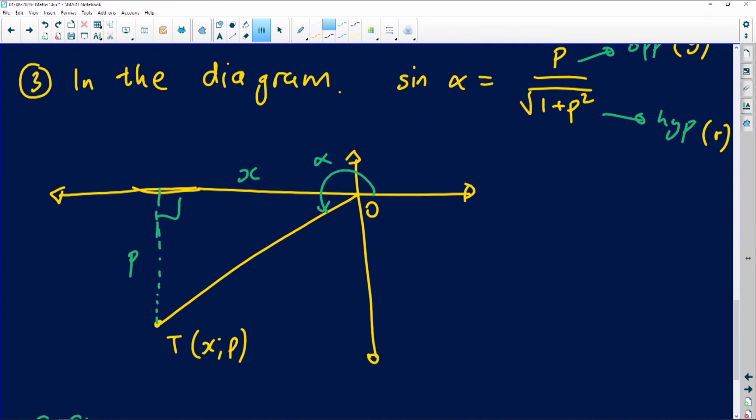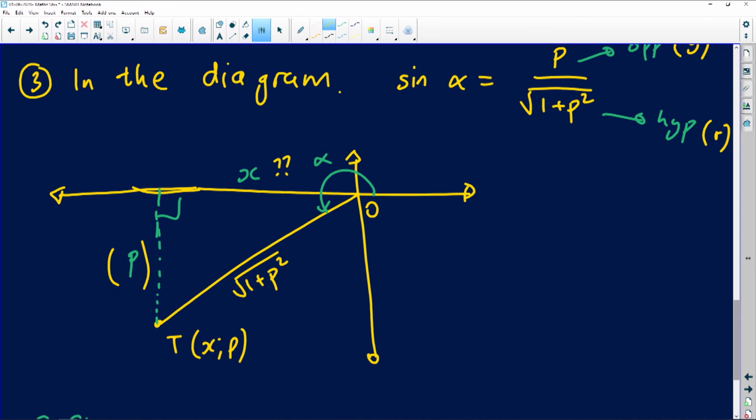So from the given statement, I can simply come here and find the ray OT, which happens to be the hypotenuse of my right-angled triangle, and write it down as the square root of 1 plus P squared, right? The opposite side is P. We are looking at it and we're happy to see that. And we need to show what the value of x is. We're actually trying to figure out the actual value of x.